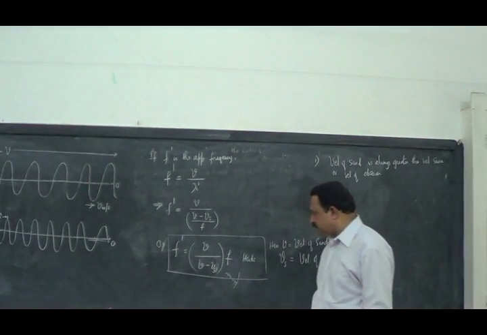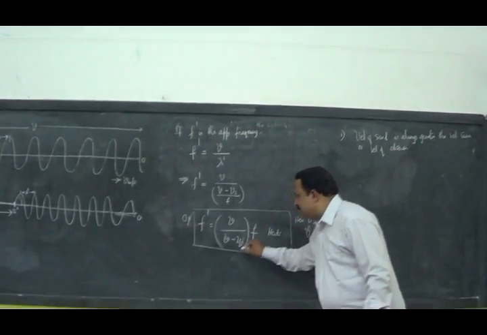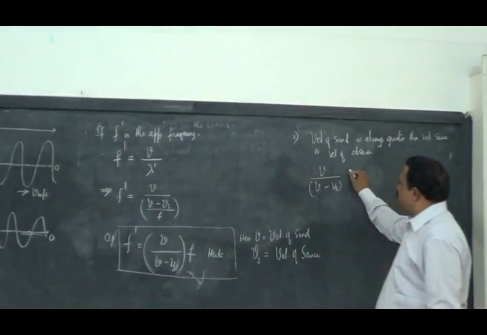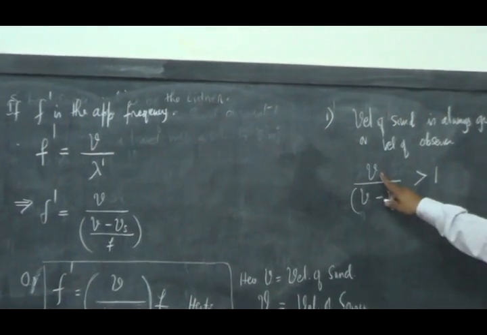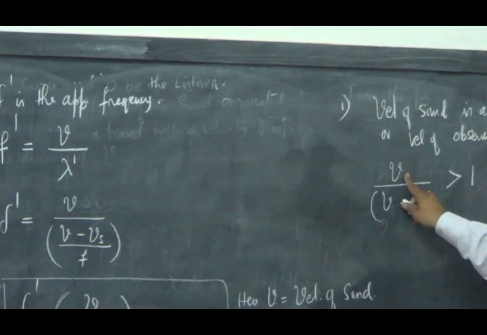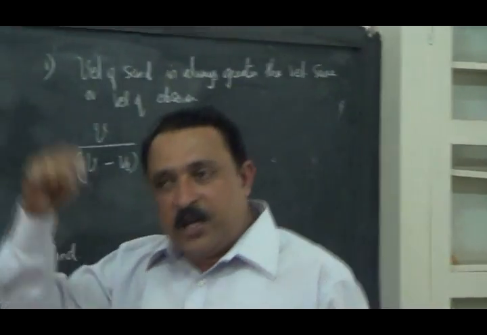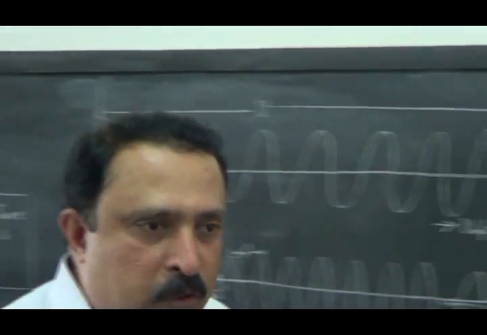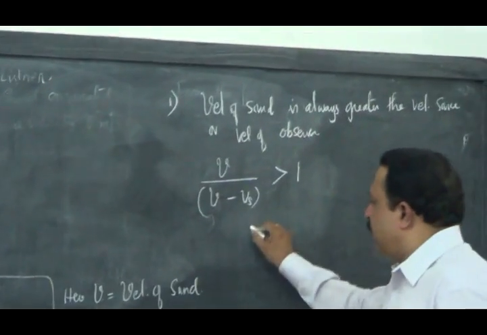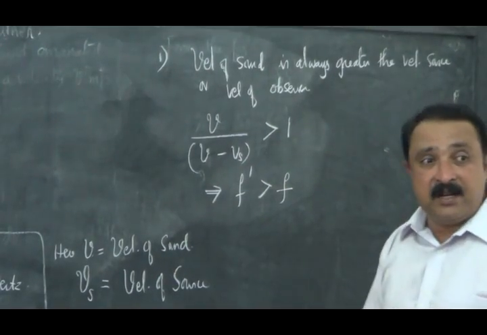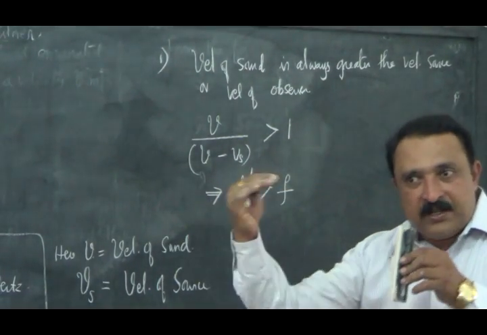So, if you observe this formula, V over (V minus Vs) should always be greater than 1, because the velocity of sound is the biggest. Are you able to make it out? V is in the numerator. Is the numerator bigger or the denominator? The numerator is bigger than the denominator. Therefore, the quotient should be bigger than 1. Since V by (V minus Vs) is bigger than 1, it follows that F dash should be greater than F when the source is coming towards the stationary observer.